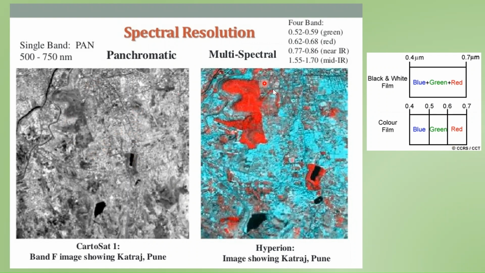and will give us a black and white image. Then we have the multispectral, in which we have a few bands. For example, here we have 4 bands. 0.52 to 0.59 falls in the green, 0.62 to 0.68 red, then 0.77 to 0.86. So within the visible and the infrared, the sensors are sensitive to particular wavelength ranges.